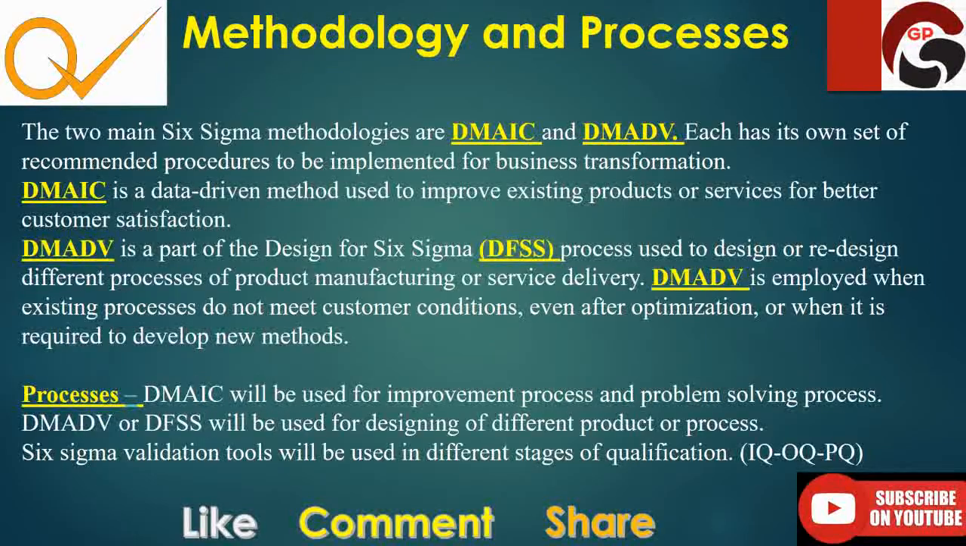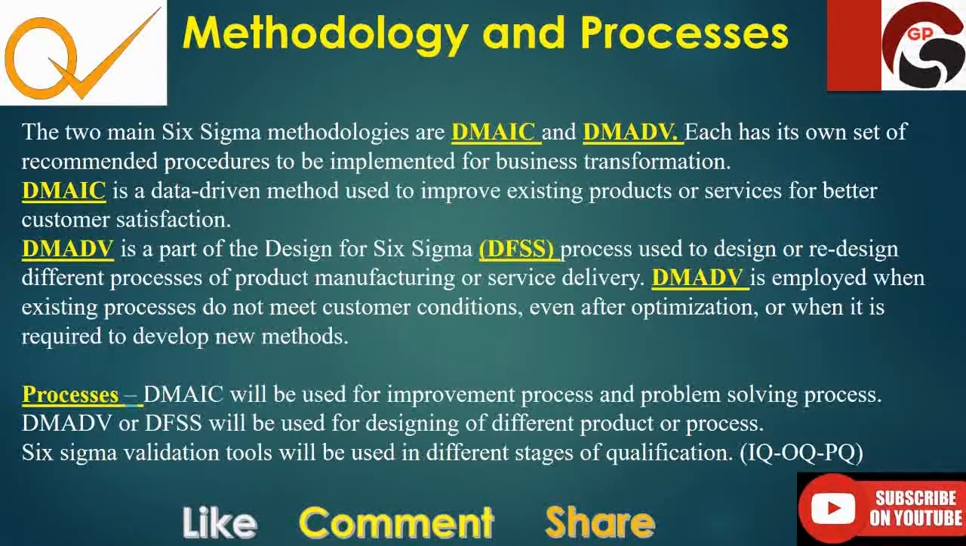Methodology and processes. Two main Six Sigma methodologies are DMAIC and DMADV. DMAIC is define, measure, analyze, improve and control. DMADV is define, measure, analyze, design and verify. Each has its own set of recommended procedures to be implemented for business transformation. DMAIC is a data-driven method used to improve an existing product or service for better customer satisfaction. DMADV is a part of Design for Six Sigma, that is the DFSS process, used to design or redesign the different processes of product manufacturing or service delivery.